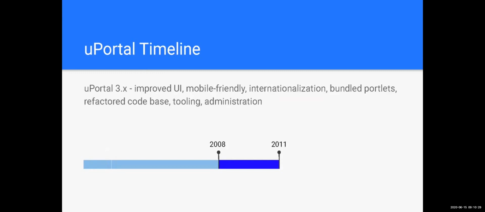In 2008, the first version of the uPortal 3 series was released with additional improvements in the user interface, including a mobile-friendly design and support for internationalization. The project also bundled a suite of standards-compliant portlets, making it easier to deliver value out of the box. The backend code was modernized and saw improvements in tooling and administration.